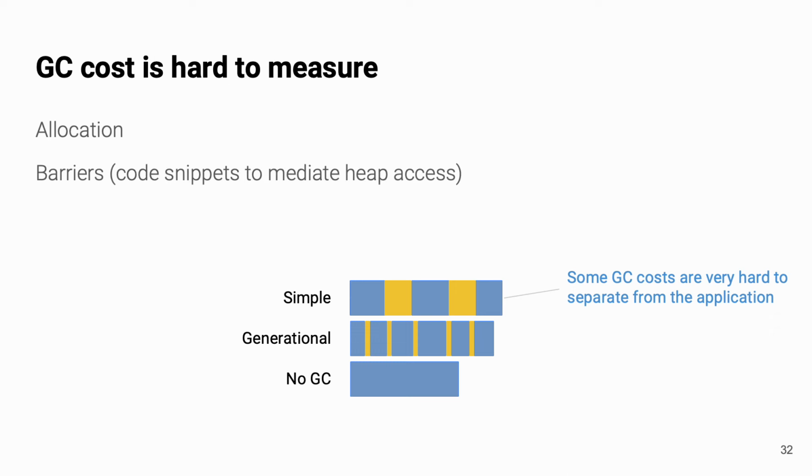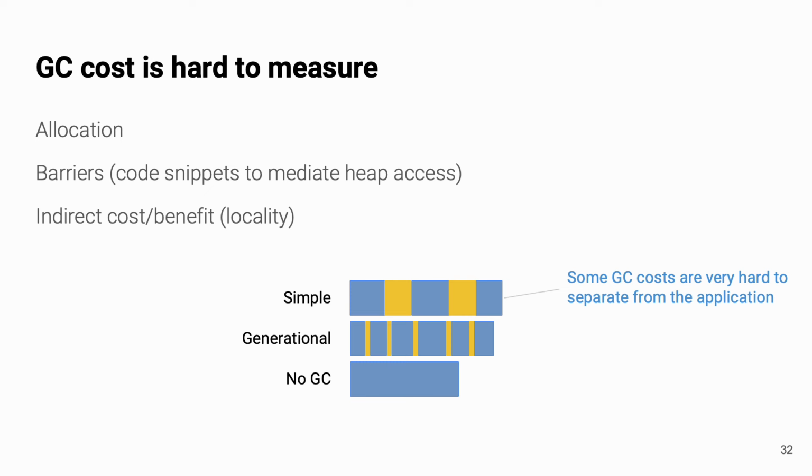You might also have barriers, which are code snippets to mediate heap access to help the GC monitor changes to the heap. Allocation sequences and barriers are often aggressively inlined into the application code by optimizing compilers, and it's incredibly hard to separate the cost from the application. Apart from this direct cost, GC can also have indirect cost. For example, after GC finishes, the application will resume with a cold cache, and that slows things down.